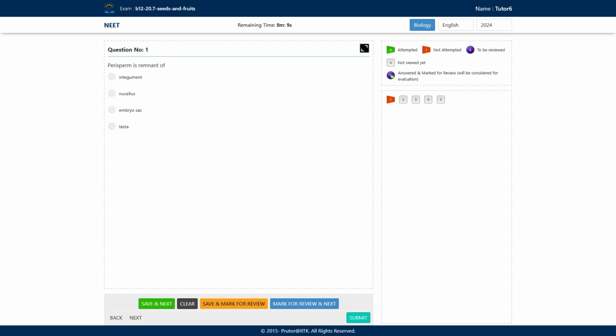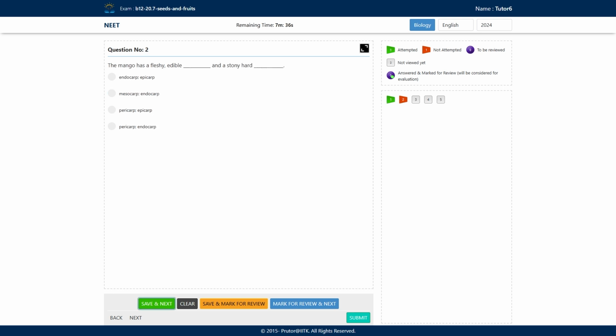Okay, so nucellus. Yes, perisperm is the remnant of the nucellus. It is not the remnant of the integument, embryo sac or the testa. Integument forms the seed covering, right? Embryo sac is totally involved in the process of fertilization and triple fusion, so no remnant of it is left behind. But yes, the nucellus is left behind in some plants like black pepper and beet, right? Perisperm is the remnant of nucellus. So we will save and move to our next question.